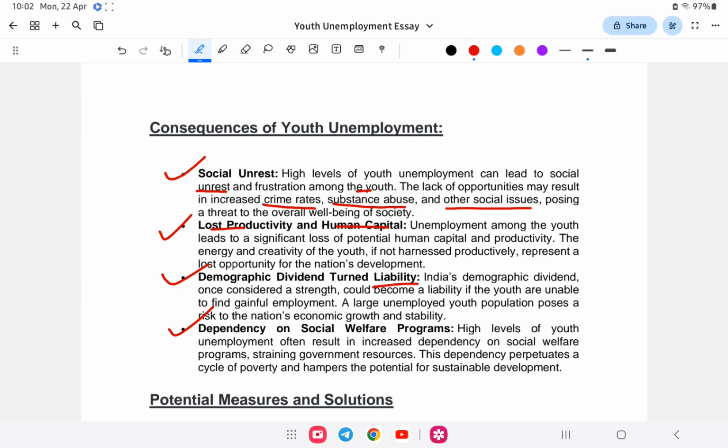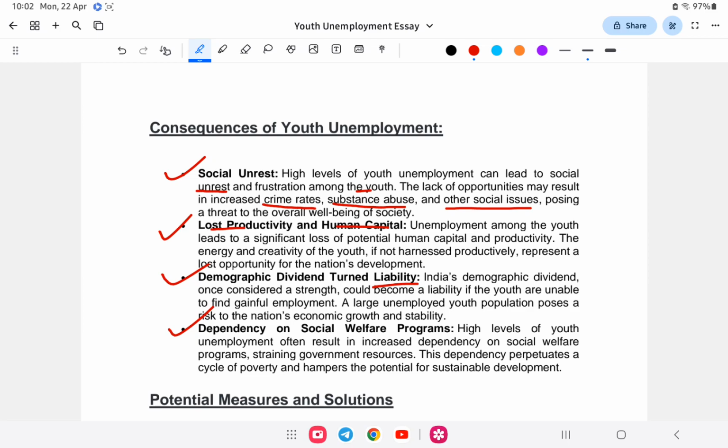Next, dependency on social welfare programs. Social means they focus on government schemes and depend on them, for example free rice, because they have no employment opportunities, no money, so they will depend on the government for the benefits, so it uses up the government's resources. So these are some of the reasons.